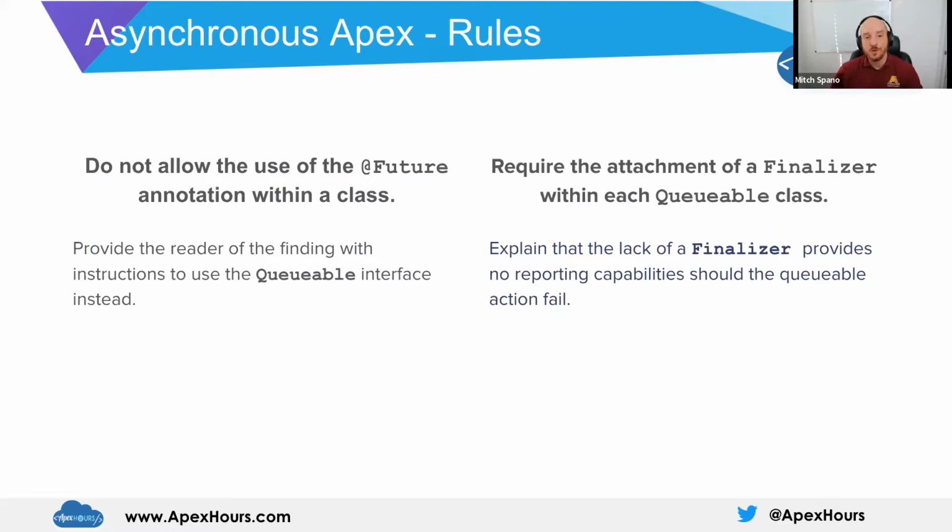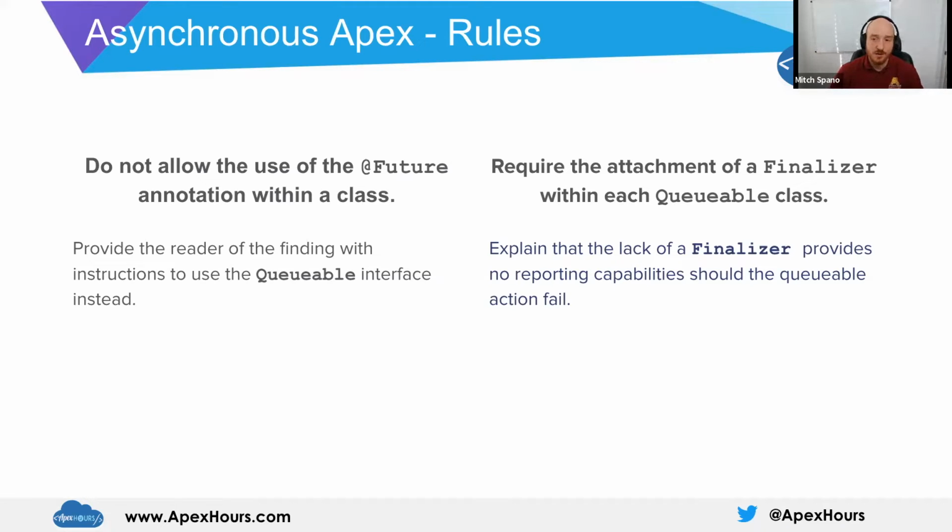Okay. So we're going to go over a couple of rules. Number one is do not allow the use of @future annotation within a class, and provide the reader of the violation of that rule with instructions to say, hey, you should use the queueable interface instead. Okay. And then the second rule is we want to require the attachment of a finalizer within each queueable class. And we want to explain to the reader that, hey, the lack of a finalizer really provides no reporting capabilities should the queueable action fail.